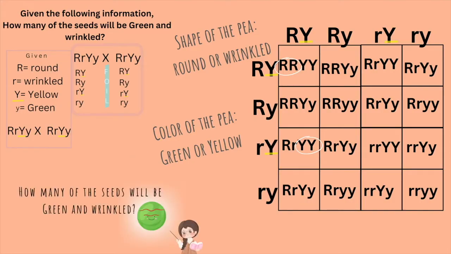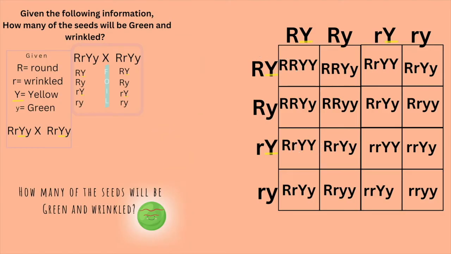Okay, so the question is asking how many will be green and wrinkled. These 4 that I circled will be wrinkled, and these 4 will be green. Only one of these will be both wrinkled and green. So your answer is 1.